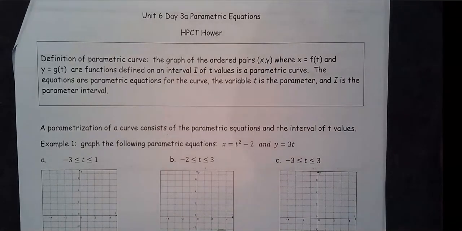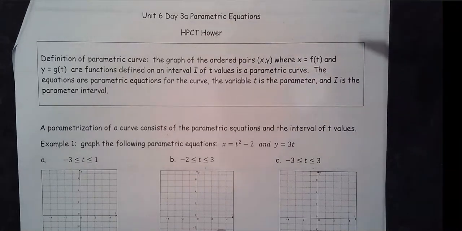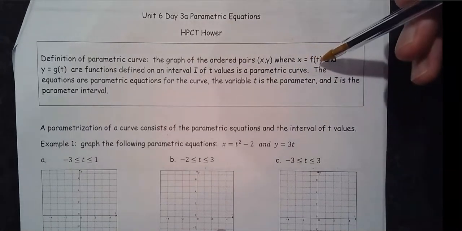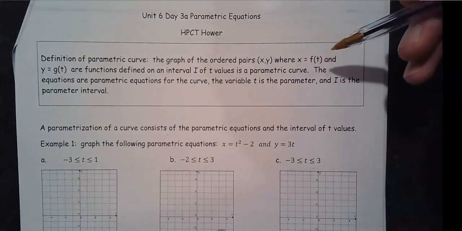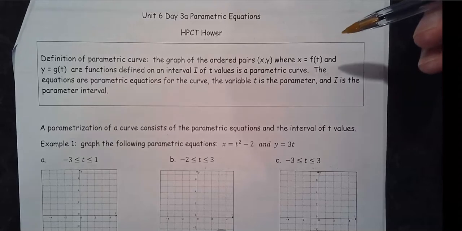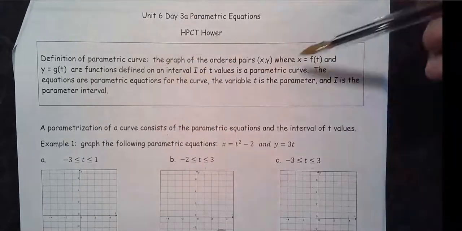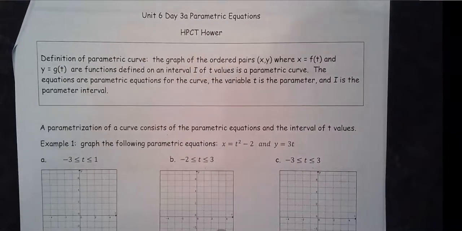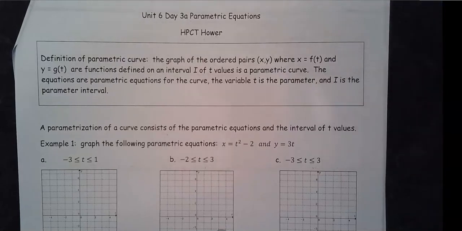We talked about parametric, and the definition is the graph of the ordered pair x and y, where x is given to be one function, f of t, and y is given a different function, but in the same variable t. So you put in one t, you plug it in this function to get the x coordinate, you plug it in that function to get the y coordinate, and that tells you where to plot them. So those are functions defined on an interval of t, and that's what makes up a parametric curve.